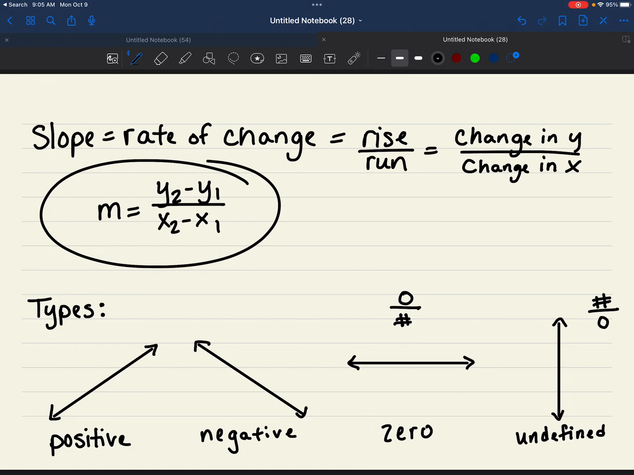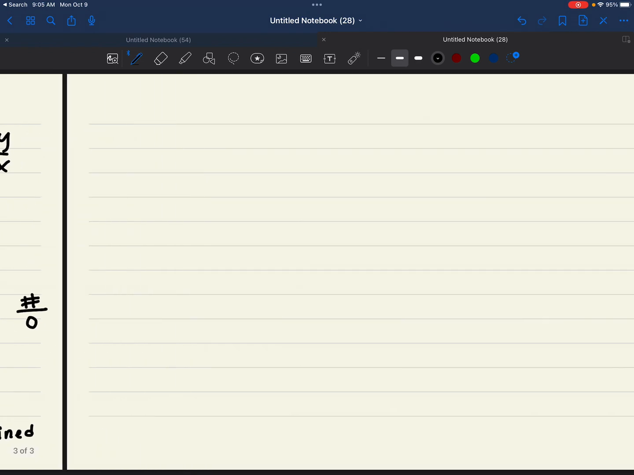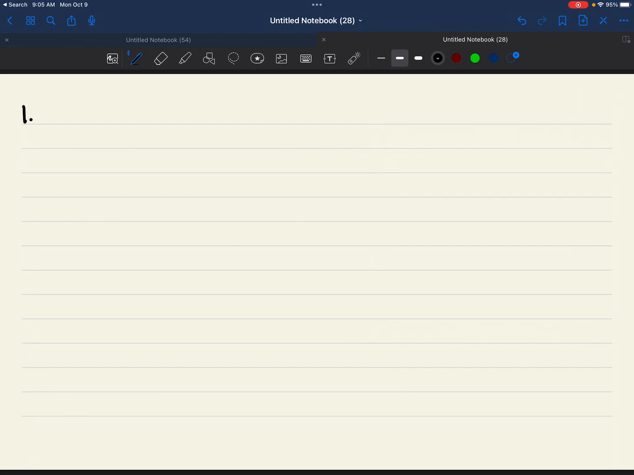All right, let's do a few examples. Anybody still writing this down? Okay, a couple of us. All right, example 1. We have two ordered pairs, 3, 6.